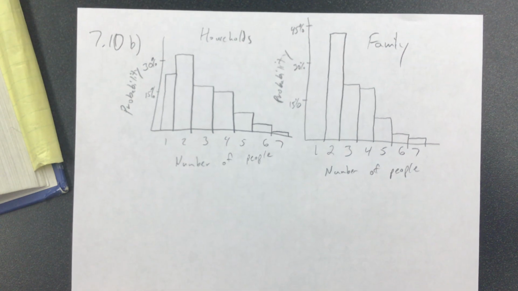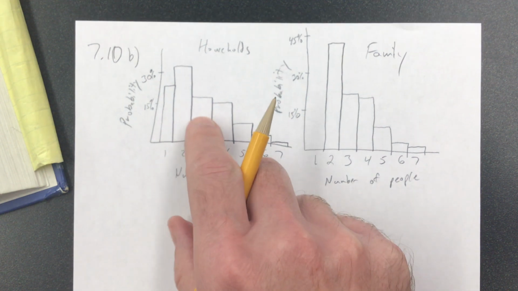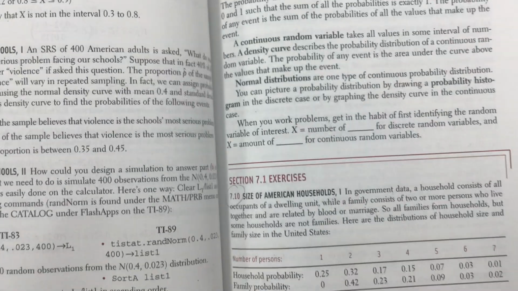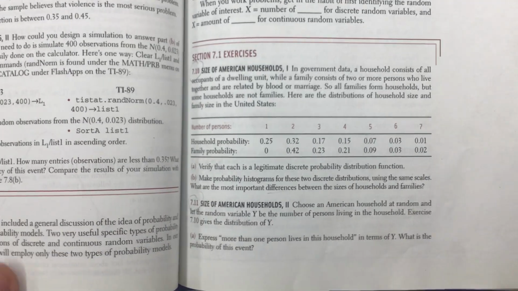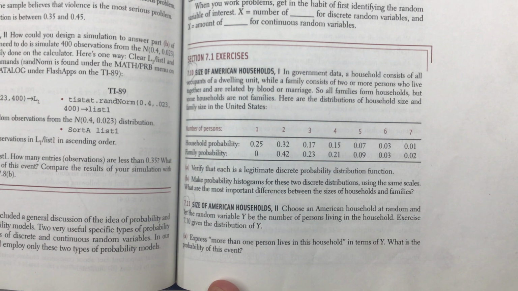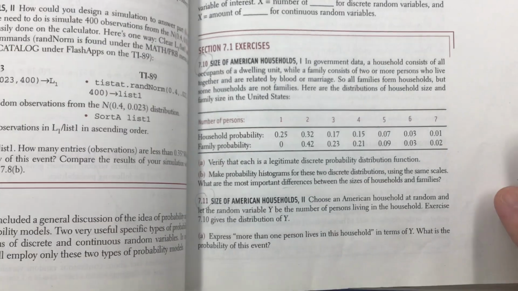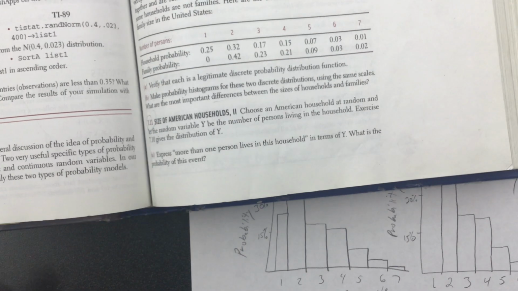All right, next question, 7.11. Choose an American household at random, so one of these, top row. And we're going to call that random variable y, the number of persons living in that household. Part A, express more than one person lives in this household in terms of y. Okay, so that's probability that y is greater than 1.